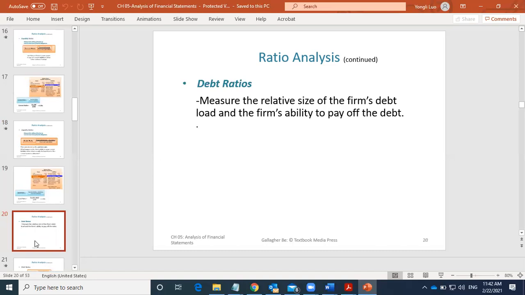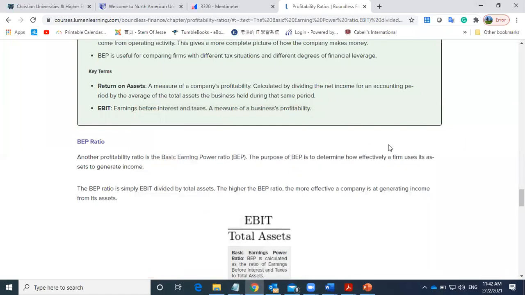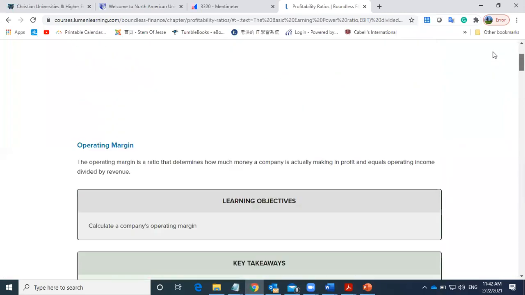Okay, debt ratio. Sometimes students get confused by the word solvency ratio.